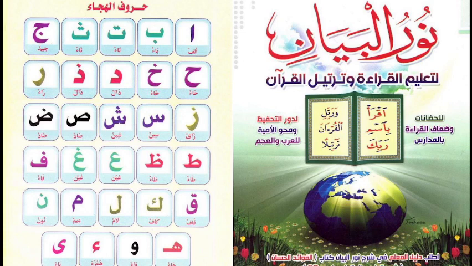Sad, sin and zai. Zai, zai, zai. And then we have ظهر اللسان مما يلي رأسه. We have the upper surface of the tongue near the end and the tips of the two upper central incisors.